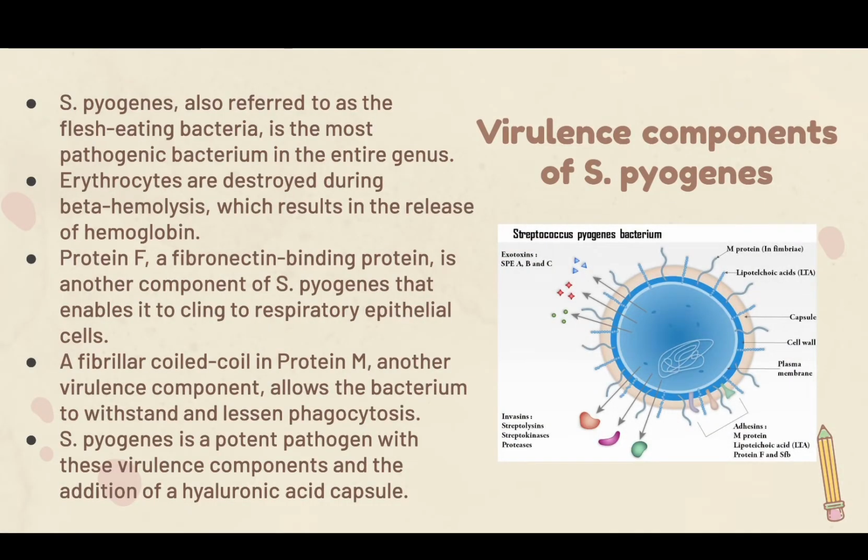S. pyogenes, also referred to as the flesh-eating bacteria, is the most pathogenic bacterium in its entire genus. Erythrocytes are destroyed during beta hemolysis, which results in the release of hemoglobin. Protein F, a fibronectin-binding protein, is another component of S. pyogenes that enables it to cling to respiratory epithelial cells. A fibrillar coiled coil is protein M. Another virulence component allows the bacterium to withstand and lessen phagocytosis. S. pyogenes is a potent pathogen with these virulence components and the addition of a hyaluronic acid capsule.